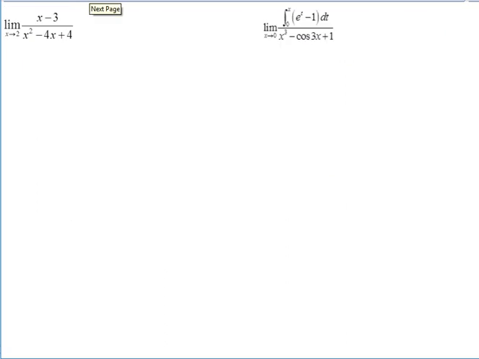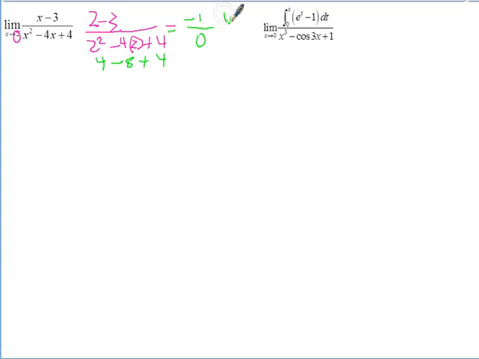On the next one, we substitute in 2 for x in the function. We get 2 minus 3 divided by 2 squared minus 4 times 2 plus 4. So that gives you negative 1 over 4 minus 8 plus 4, which is 0. So when you get something that's not 0 divided by 0, that's undefined. That indicates you have a vertical asymptote, in this case at x equals 2.